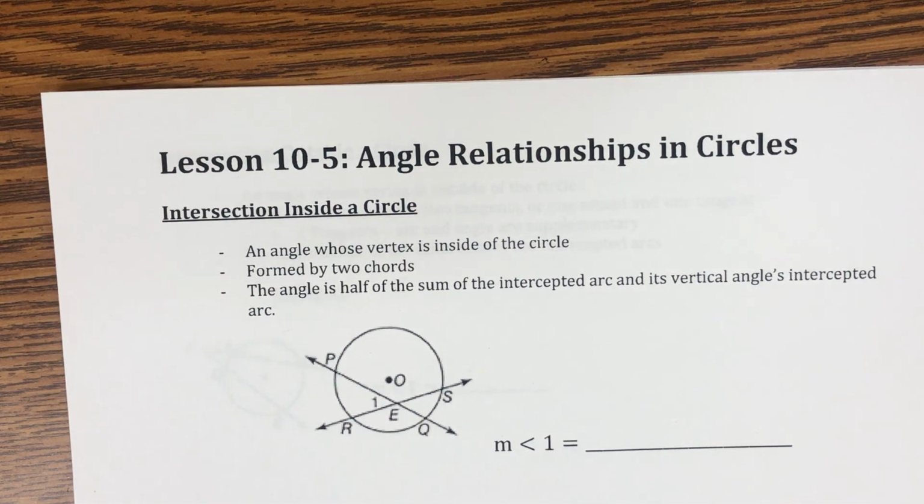All right, Mr. Ahmed here working on 10.5 today. The central question is angle relationships in circles. So we're going to look at three different types of angles in this, and that is when we have angles inside the circle, angles outside the circle, and angles on the circle. Each one carries a specific formula along with it.